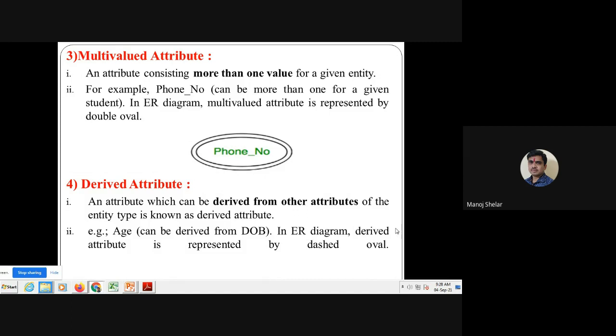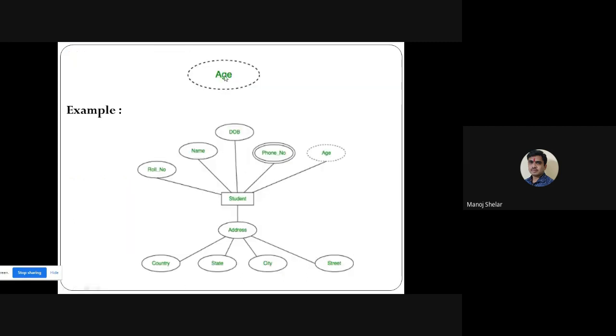In an ER diagram, a derived attribute is represented by a dashed oval or dashed ellipse. Okay. So here, a simple example: age is a derived attribute, derived from the date of birth. Now an example. In this example, what is student? Student is an entity. Then roll number is an attribute, name is an attribute, DOB is an attribute, phone number is an attribute.